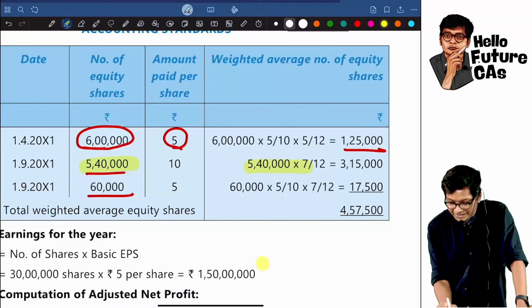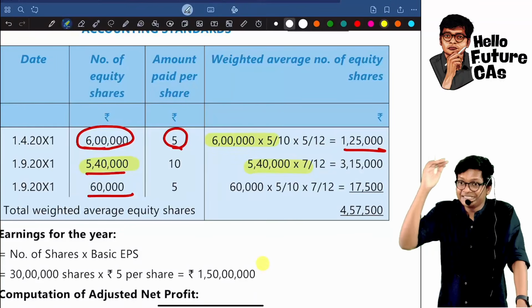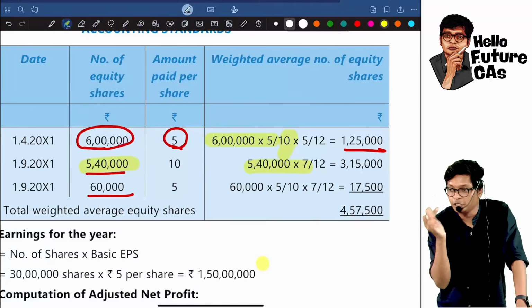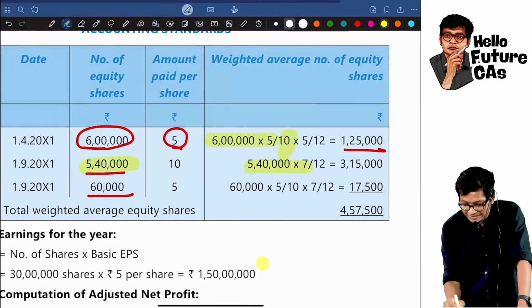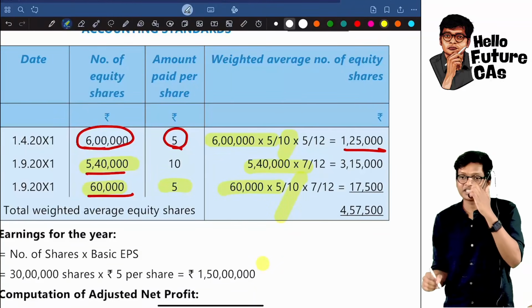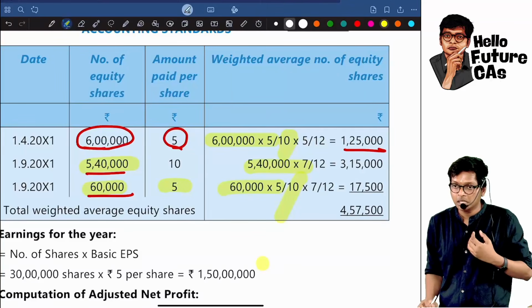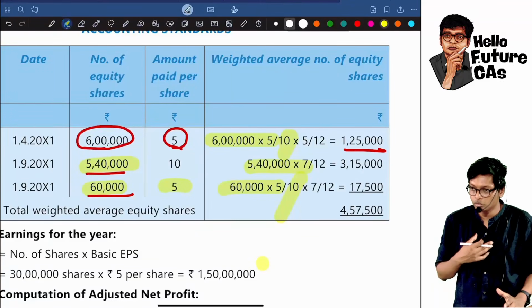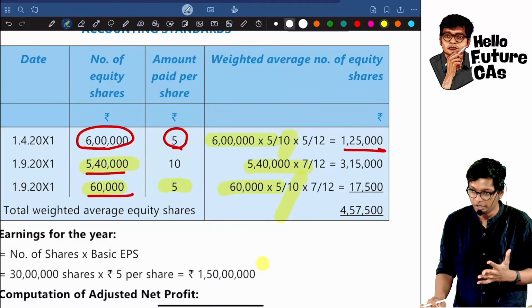In the first case, 6 lakhs into 5 is the paid up value, divided by 10, which is the face value I need. And in the third case, 60 into 5 is the numerator, which is the paid up value, divided by face value per share. Are you getting the logic? Understanding, guys? Clear? Harish, all of you understood? First row, clear? Not following?